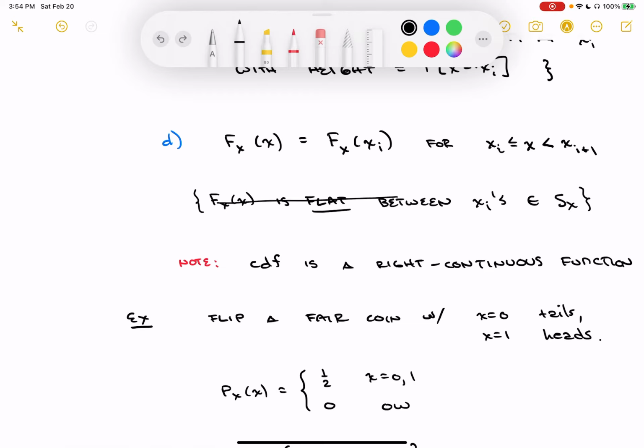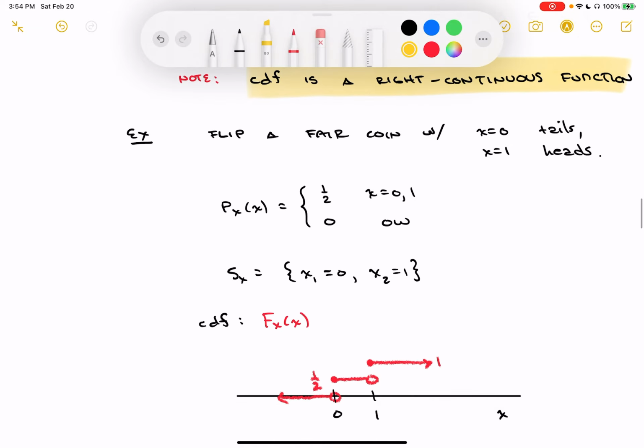Whoops, let's put this into a highlighter mode. So we know that the CDF is flat between values that are part of our range space. We can also build out of this, and this has to do with these inequalities, whether it's less than or equal to or less than, that the CDF is a right continuous function. This fourth property that I've shown, the fact that the CDF is flat between observable values of our random variable, might be a little bit hard to see. So I think a concrete example can help us out with this.